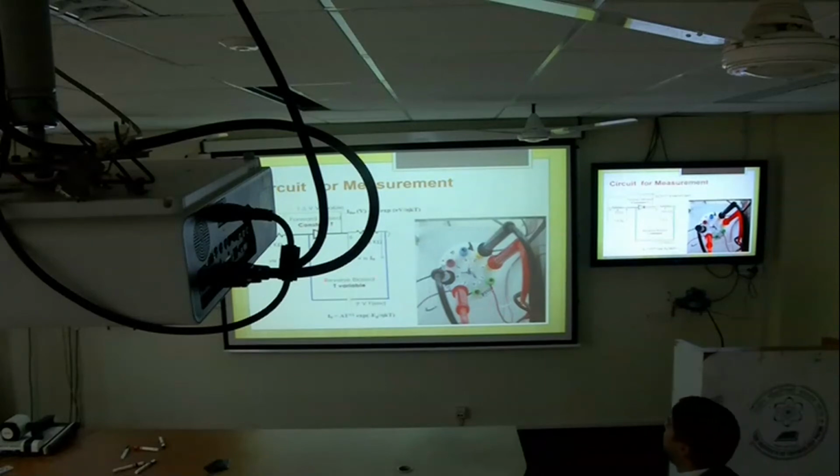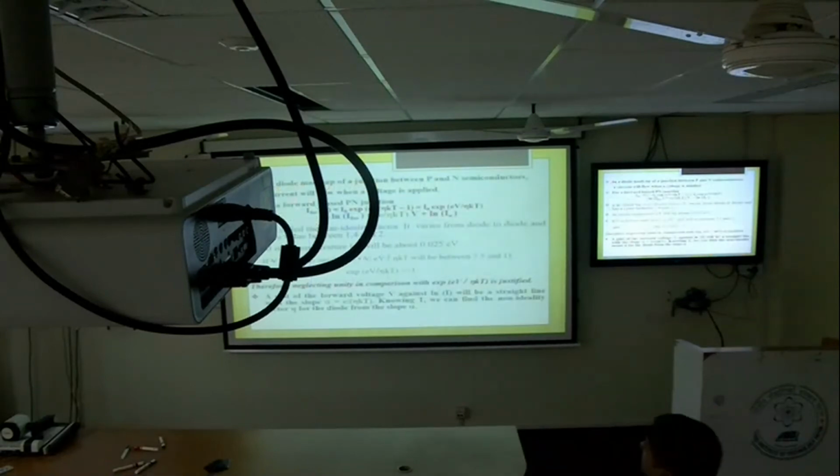So we provide a 9 volt fixed supply to find the values of V and I. So what is here? Let's discuss the basic theory. In a diode, which is made up of a junction between P and N semiconductor, current will flow when a voltage is applied. For a forward biased PN junction, what is the value of current?